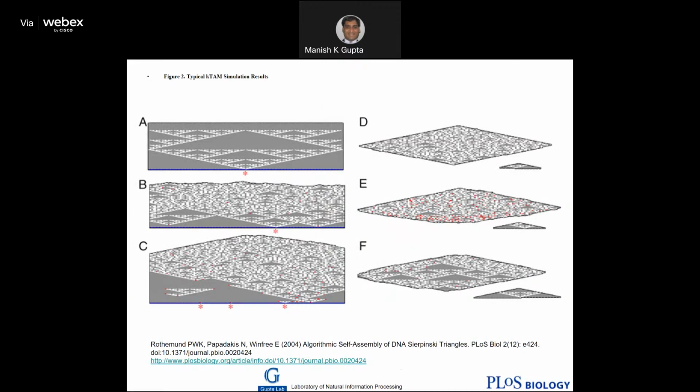Here is an actual simulation of the Sierpiński triangle in the real experiments. Once you design the tile set, you design the molecules, right? These DNA molecules, and then they do the experiment, and you actually see the pattern is observed. I think there are a couple more pictures here I can show you.